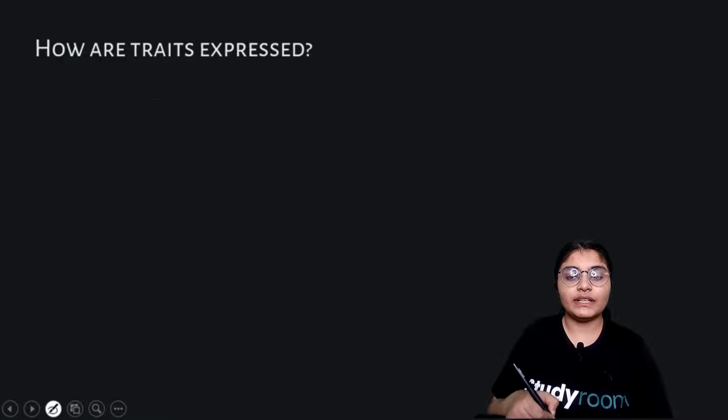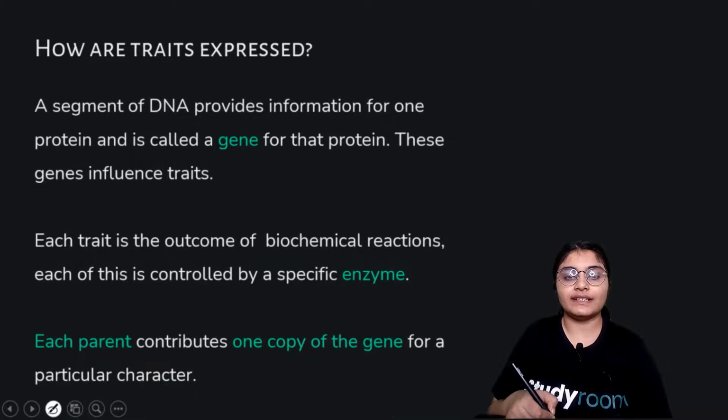The next topic that we have is how are traits expressed. So we understood that different traits are expressed differently, and we have different dominant and recessive traits. But what is the underlying genetic reason that we have? The reasons are discussed here.